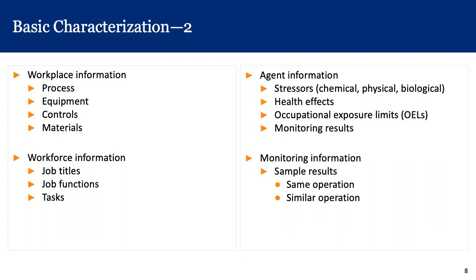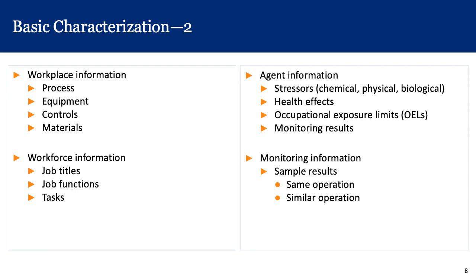So we need to understand the workers, and we do that by looking at their job titles for one. And in some cases, the job titles are very informative. For example, in a mining operation, somebody might have a job title called crusher operator, and it's very descriptive. And his or her job is basically to run machinery that crushes the ore into smaller and smaller pieces.